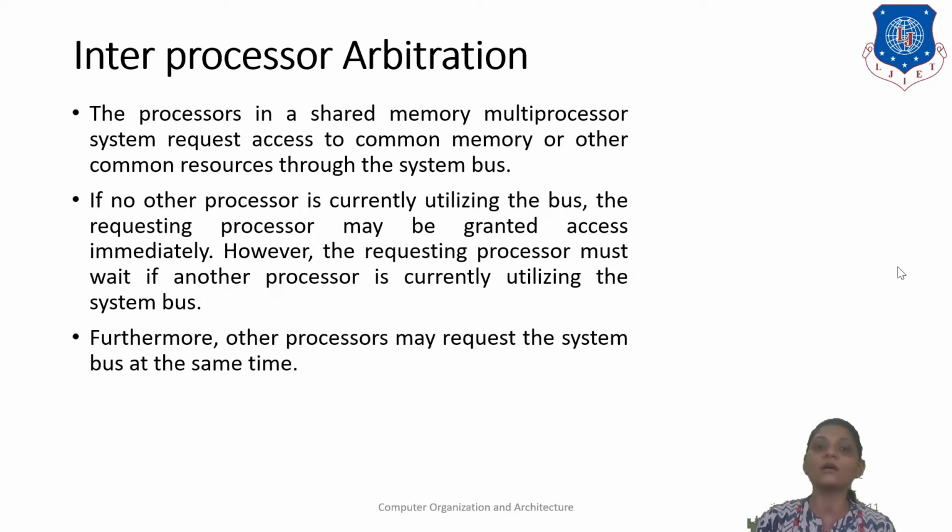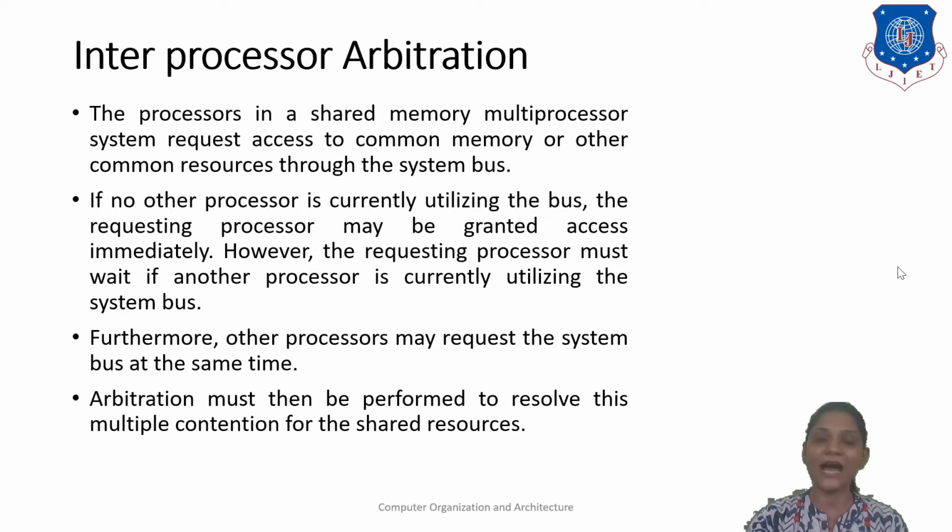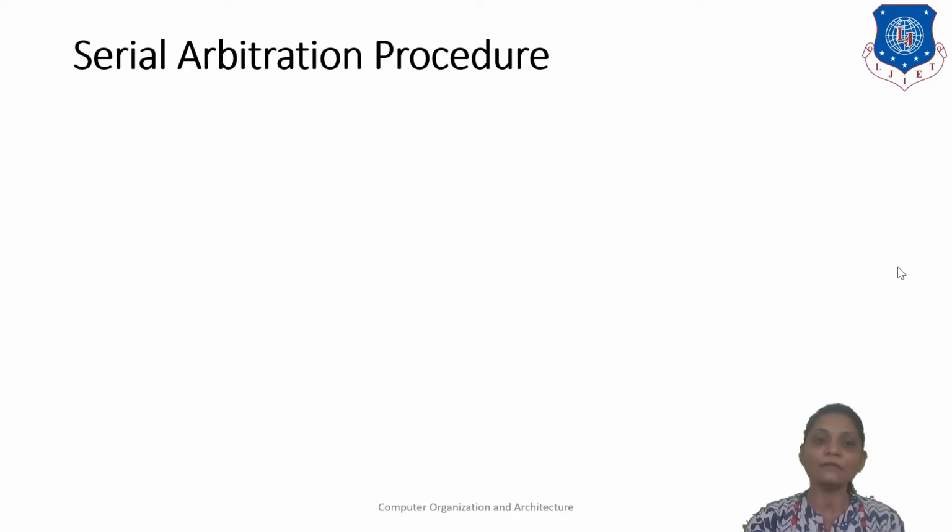Furthermore, other processors may also request the system bus at the same time. So there must be some methodology by which you can determine which processor will access this bus. The arbitration must be performed to solve this issue, and for that, we can use different methods, like serial arbitration, parallel arbitration, or dynamic arbitration procedures.